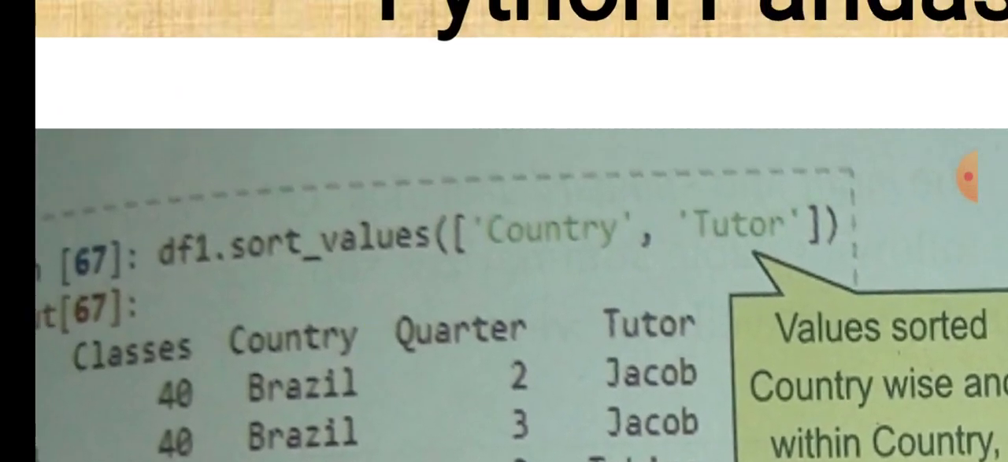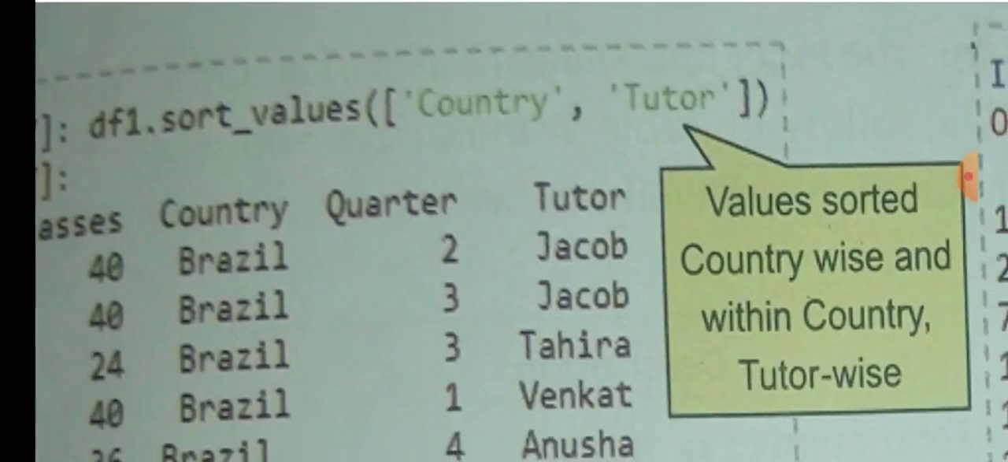You can easily see here country and tutor. So first of all, data will be sorted according to the country column name, and if it is found that country name is same for two records, then data will be sorted according to tutor. So that is the example of value sorted country wise and within the country tutor wise. We can say that value sorted country wise first of all, and within country tutor wise.